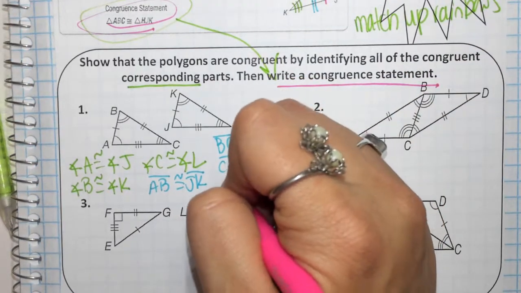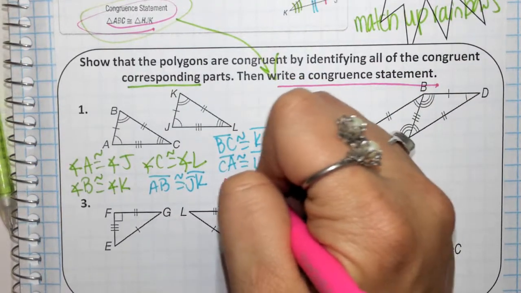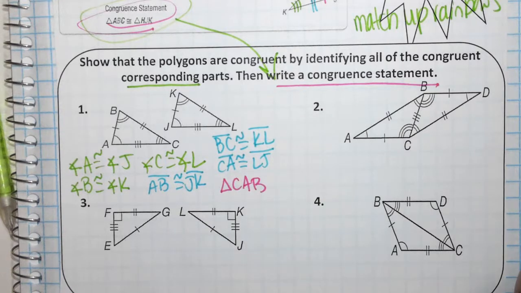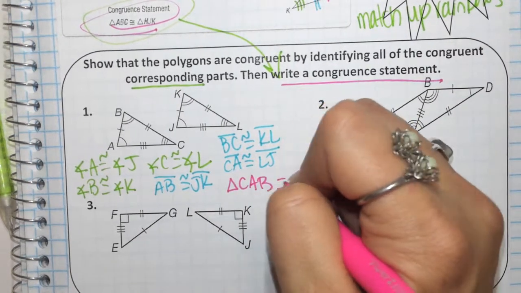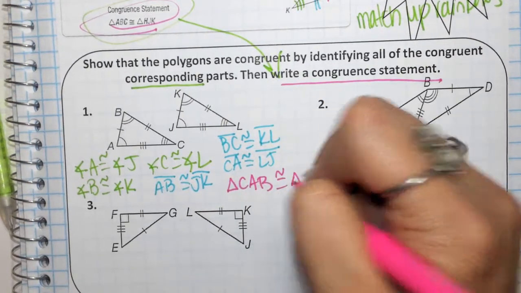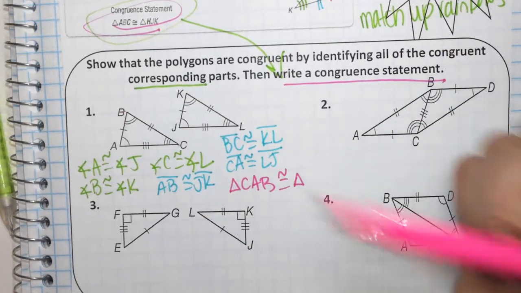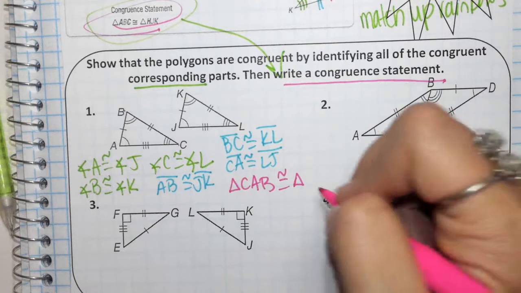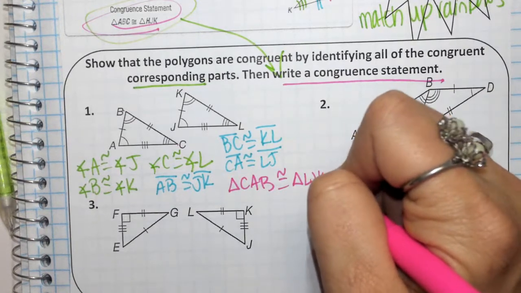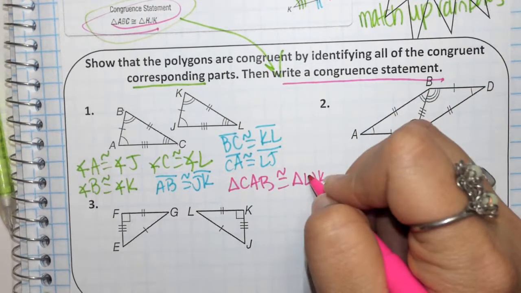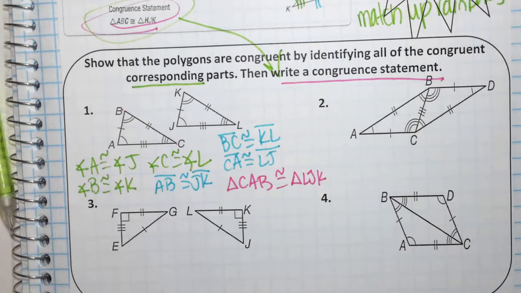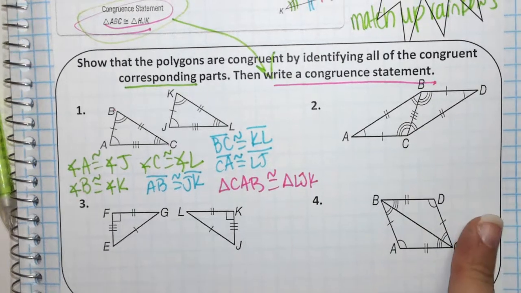Now, I'm going to say triangle CAB for funsies, because I want you to show me that you can write the congruent statement with the other triangle. So I said CAB. What is that going to be over here? LJK. Good. Take a point. We are just matching it up.